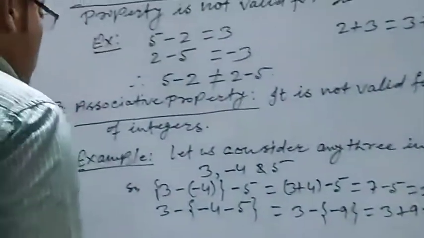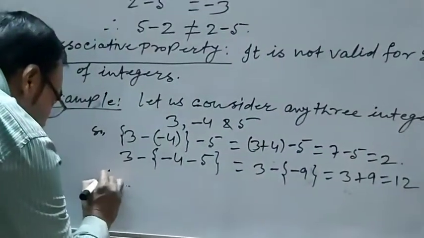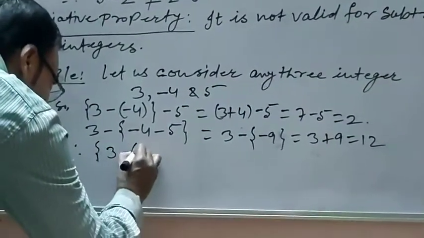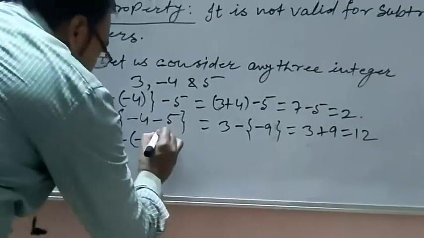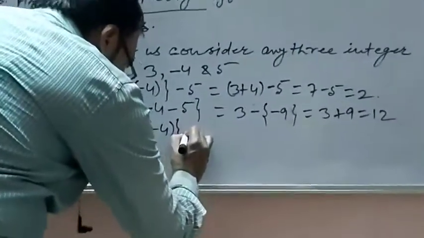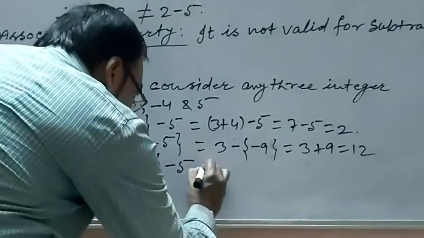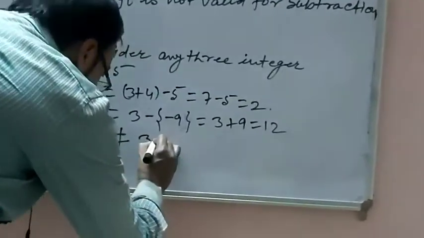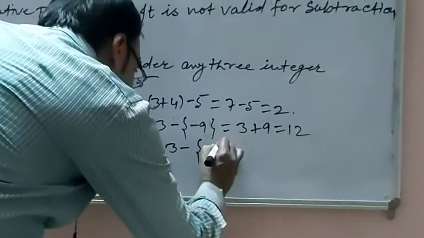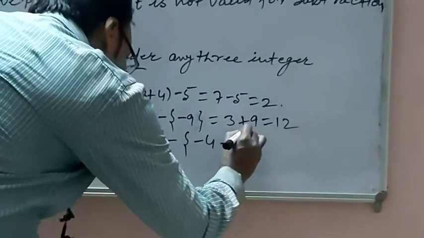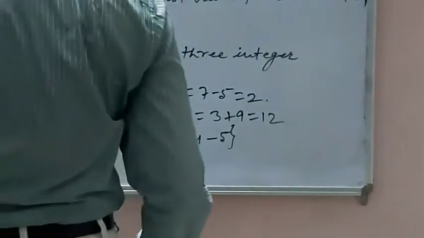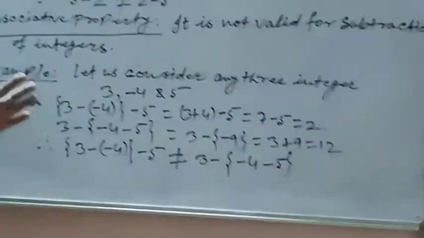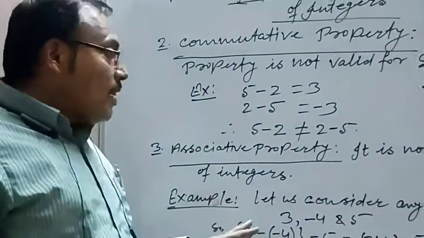That is not equal. Therefore (3 minus 4) minus 5 is not equal to 3 minus (4 minus 5). So the associative property is also not valid for subtraction of integers.